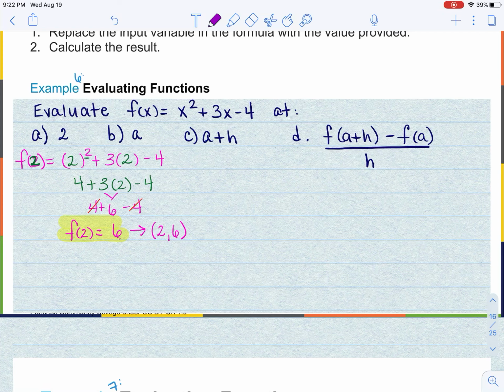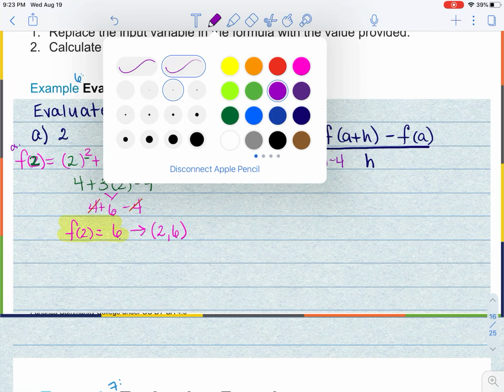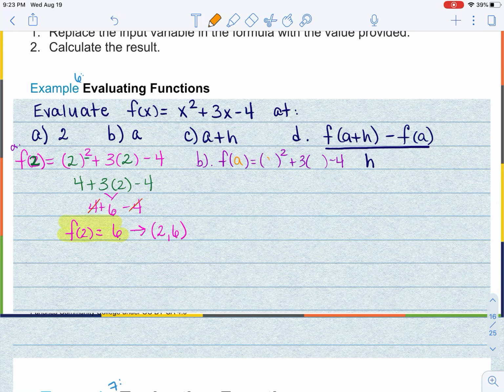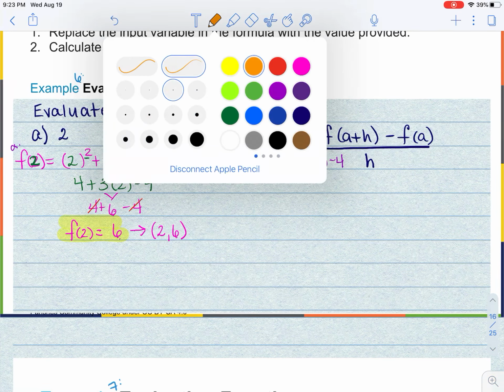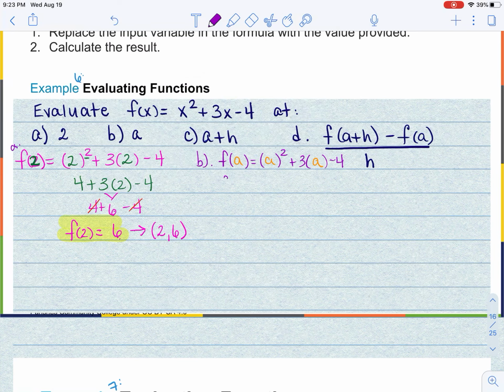I'll do it in a different color. So this was A. So now we're going to do B. So B, we're finding f of x is equal to x squared plus 3x minus 4. And in this case, we are replacing the x's with a. So this one's actually pretty easy. Again, don't multiply f times a, it's just f of a. a squared is just a squared. 3a, or 3 times a, is just 3a. That leaves minus 4. So there you go.